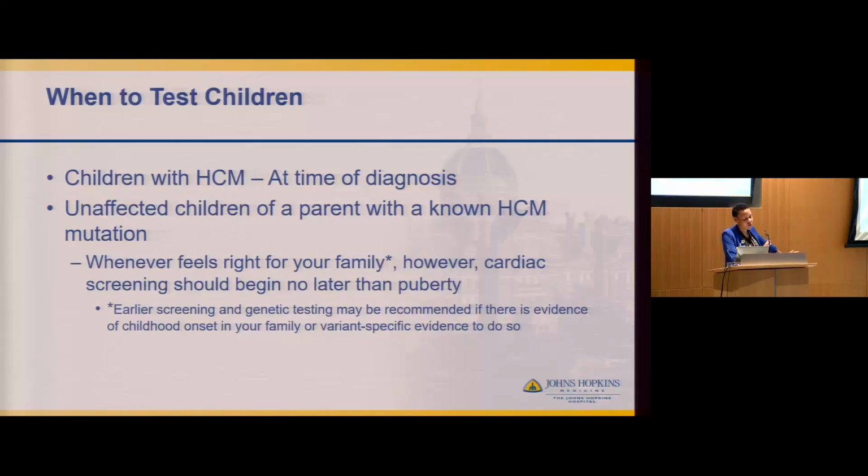I do put an asterisk there because if we do happen to see childhood onset of HCM in a particular family, we are going to lower that threshold a little bit and be a little bit more concerned. And so we may be a little bit pushier in our recommendations for getting that genetic testing done sooner rather than later, just to understand what that child's risk may be.